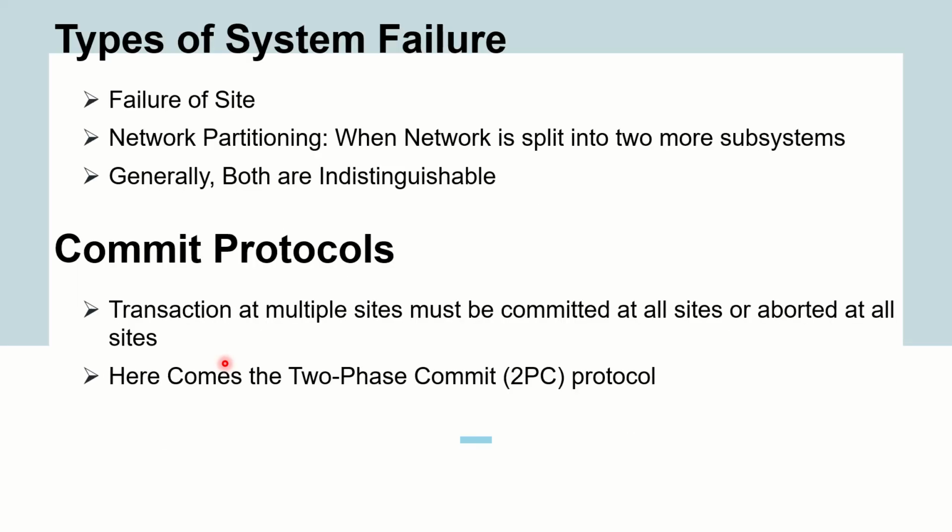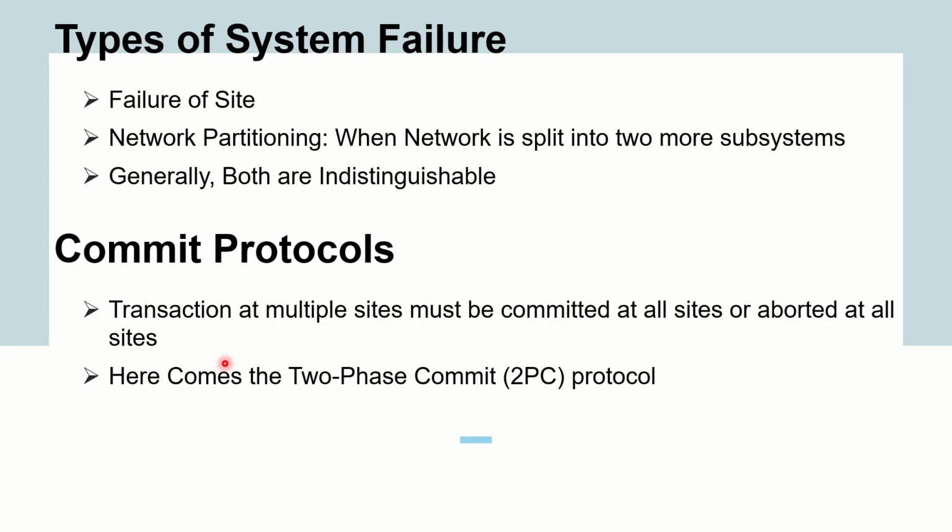Let's understand what system failure is. There are generally two types of system failure. Many more system failures exist, like link and message protocol failures, but two of the system failures are the failure of a site. Let's say your server goes down, either due to a power cut or something internal. That is called the failure of a site.